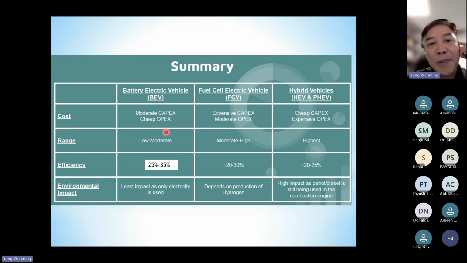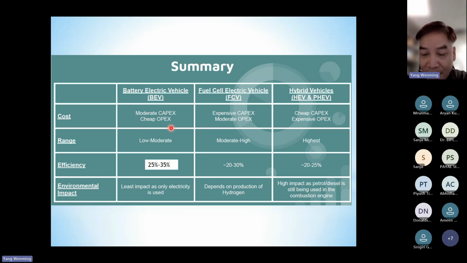Okay, so here's a summary on the different vehicles. The first one is a battery electric vehicle. So the capital cost is moderate. It's higher than the SI engine vehicles, but lower than the fuel cell vehicles, correct? And the operating cost is the lowest. Okay, it's cheap. It's the lowest, correct?